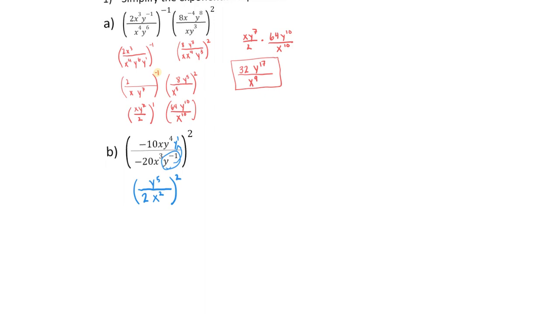And we'll square all of that. And then we'll distribute the squared through. So y to the 5th squared, remember we multiply exponents, and we square numbers. So 2 squared is 4, and x squared to the second power is x to the fourth. And there we go.